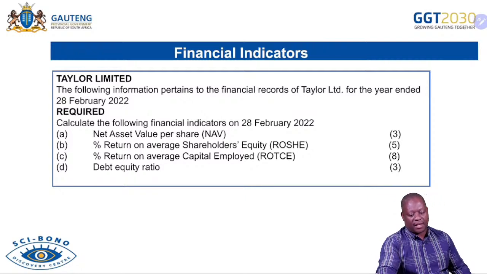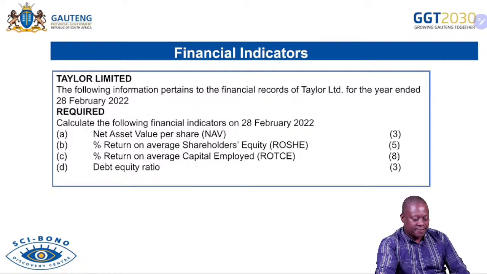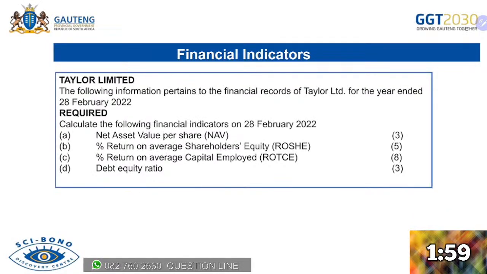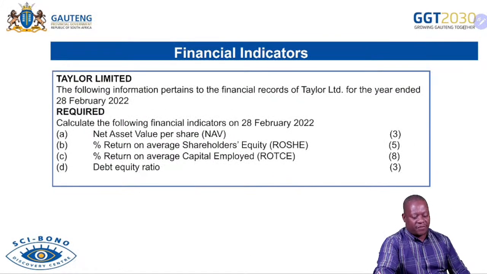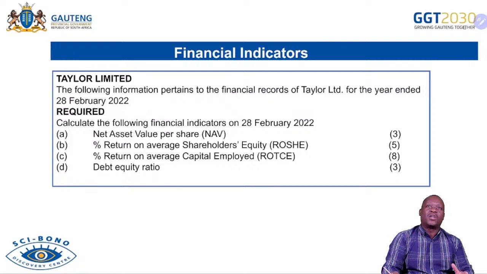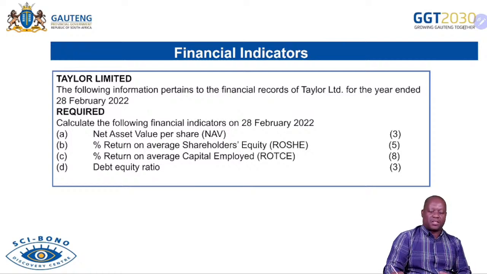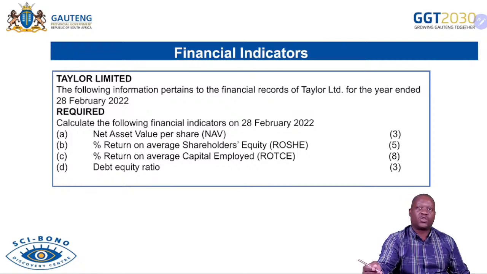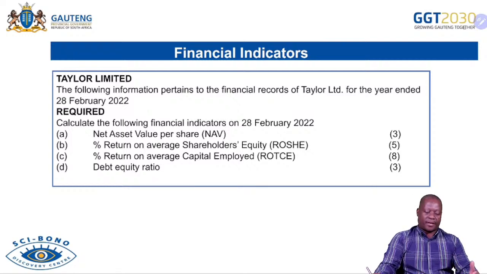Now this is saying Taylor Limited. The following information pertains to the financial records of Taylor Limited for the year ended 28 February 2022. We are supposed to calculate the following financial indicators on 28 February. So it means we are much interested in the information at the end of the year 2022, financial year ending on 28 February 2022. The first one, the net asset value per share.